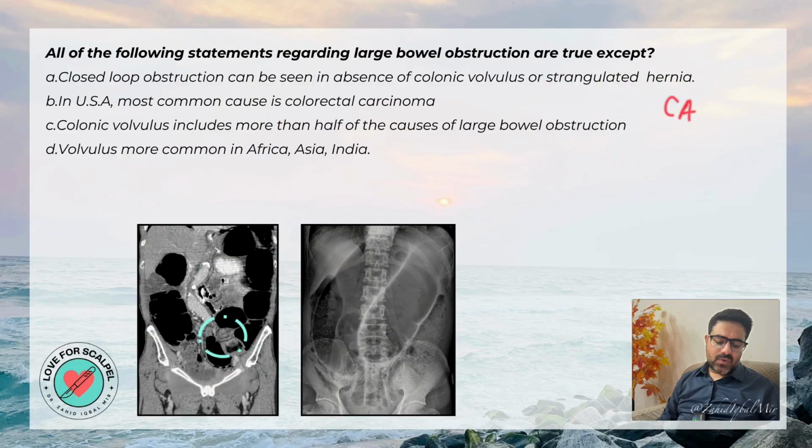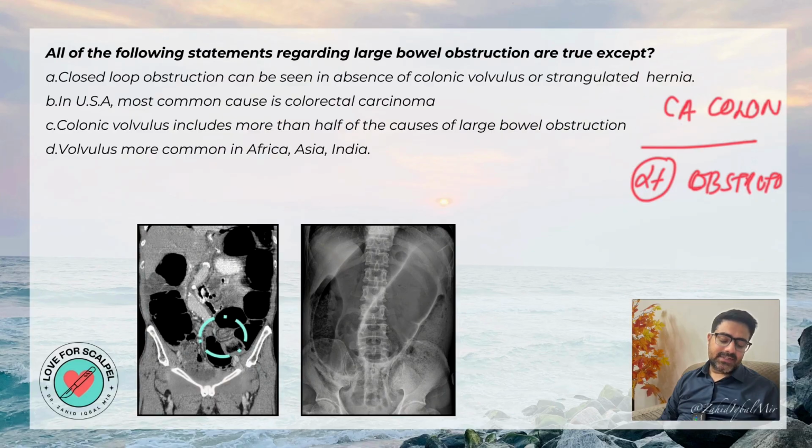This carcinoma of the colon, if it is on the left side, there will be more chances of obstruction because it will be circumferential. Whereas on the right side, there are more chances of anemia in this patient, as the tumor is polypoid in nature and not circumferential.